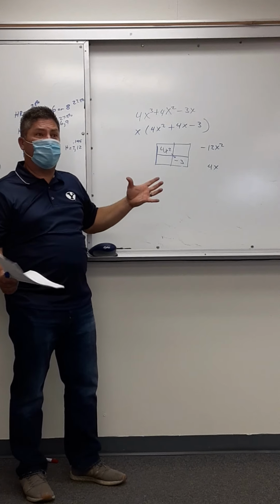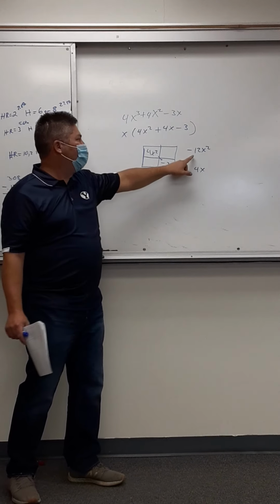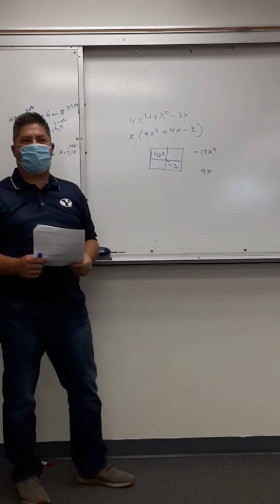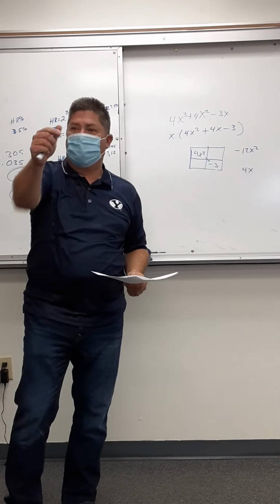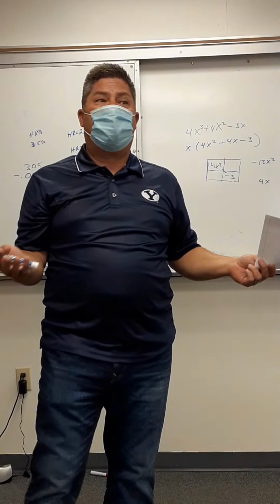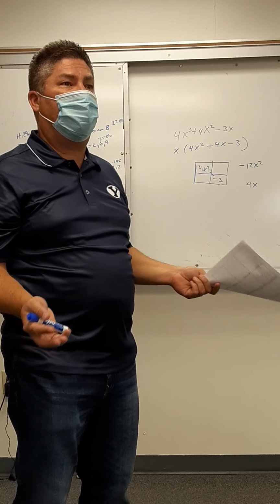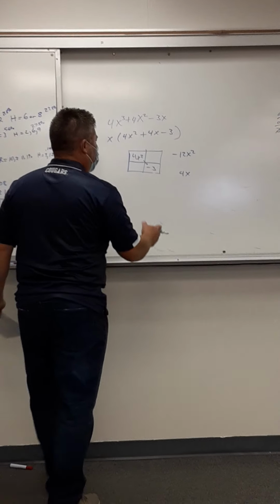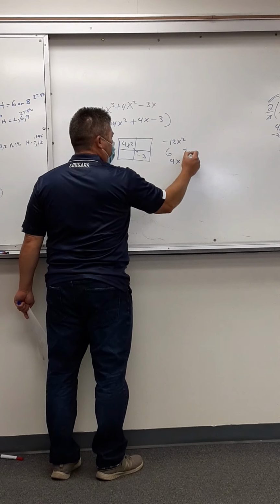So now it's simply the way we were doing it before, right? What are the factors of 12 that will subtract to be 4? 6 and 2. Do we want to use 4 and 3? No. They multiply to be 12, but they don't subtract to be what? 4. So I want to use 6 and 2.